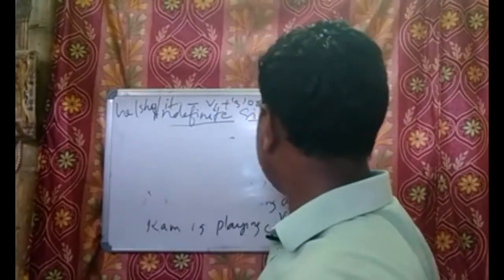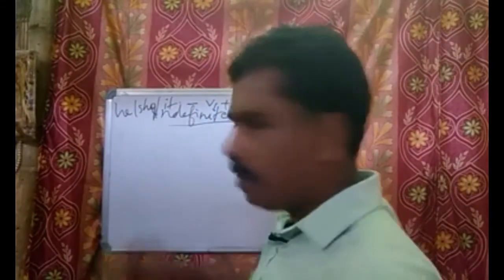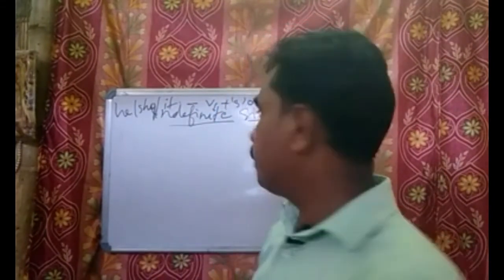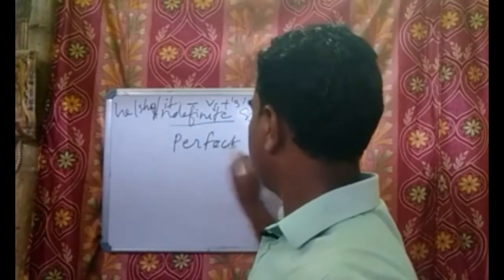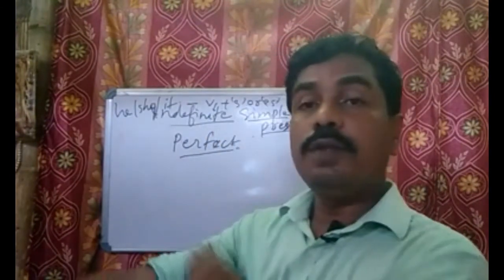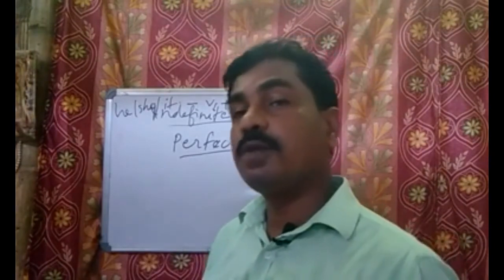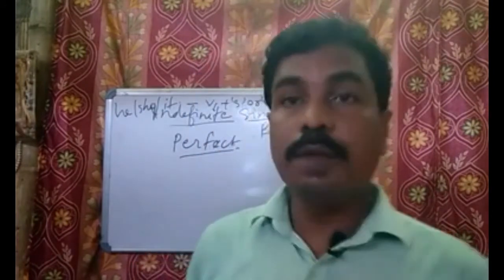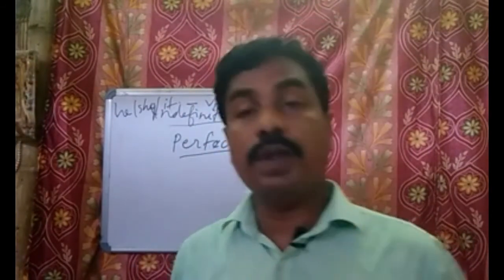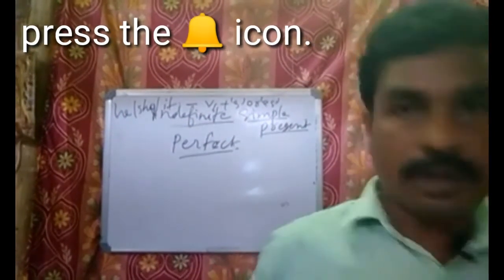Now let me move to the next one, that is perfect form. Present perfect. What is the structure? Now students, be careful. In perfect form, I was talking about the three forms of verbs. In the perfect form, we require the third form. That is why the knowledge of the three forms of verbs is very important. You will find that list in your grammar book. If it is not available, you can refer to any grammar book which has the list.